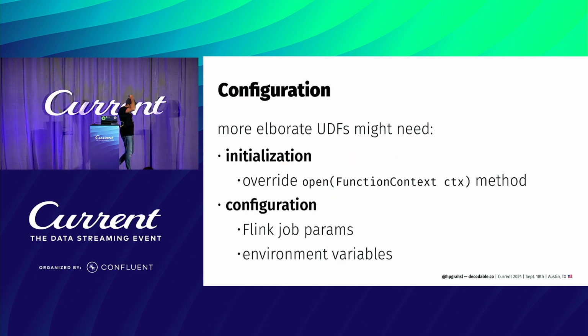Configuration. Some UDFs need, say, initialization or bootstrap code. They may need external configuration in order to influence the behavior of the function from the outside. And for that, you can override the open method, which then allows you to access the function context of a UDF, where you can then retrieve Flink job parameters, or you could just use environment variables directly in that initialization code.